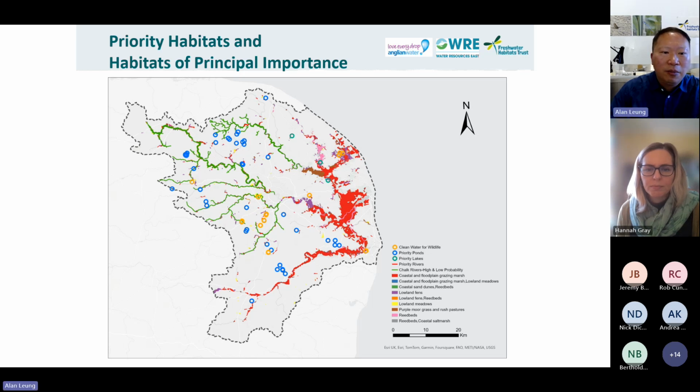We also have priority ponds or priority lakes scattered around the catchment, and certainly some of these catchments have higher numbers of priority ponds. But I would like to stress that it may not include all the ponds of conservation importance. But it gives us some important information about where those important sites are located.